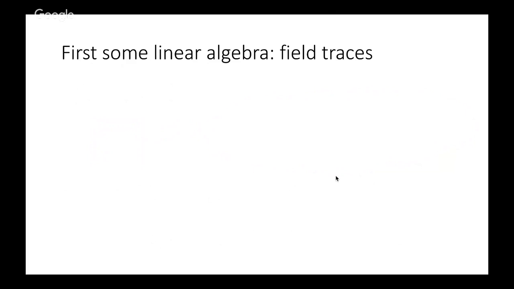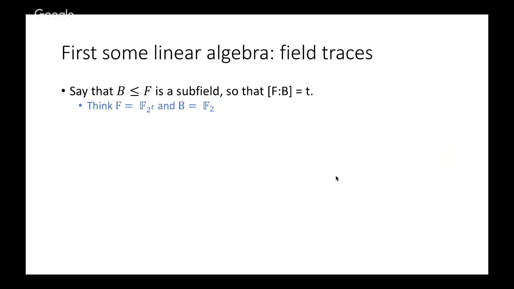Okay, so the first linear algebra thing that we're going to need is field traces. So suppose we have some subfield B which is a subfield of F, so that F has degree T over B. Once again, just think of F as being F_2^T, the finite field with 2^T elements, and B, our base field, is just F_2. And T is our level of subpacketization. So every node holds an element of F, which is just T bits, and we're allowed to return bits.